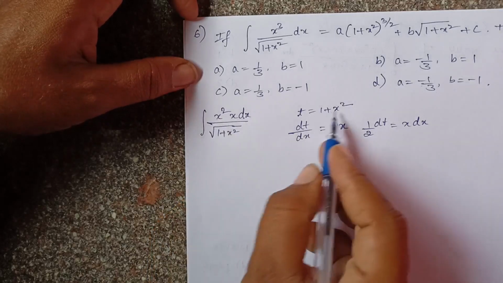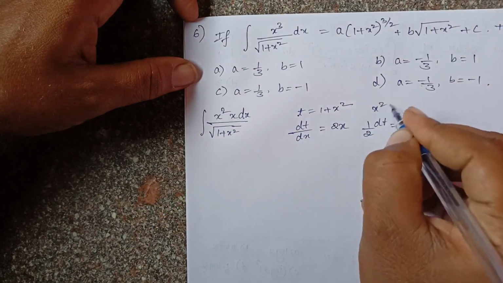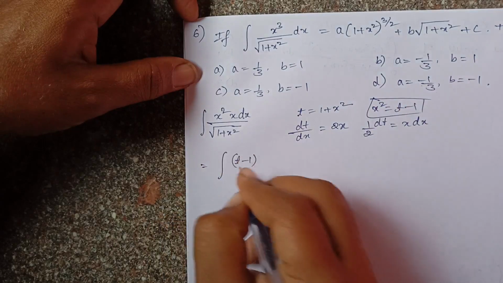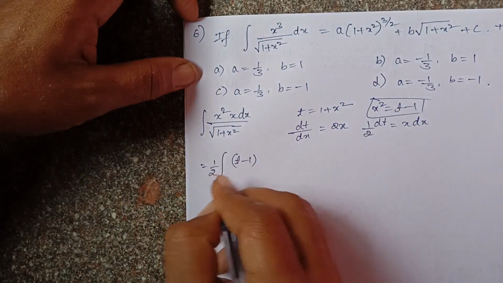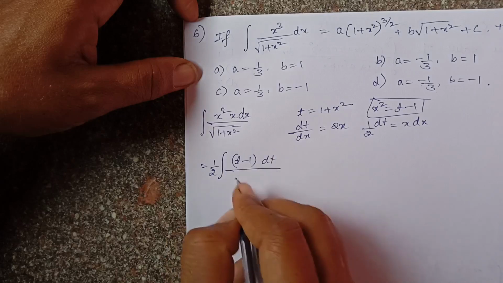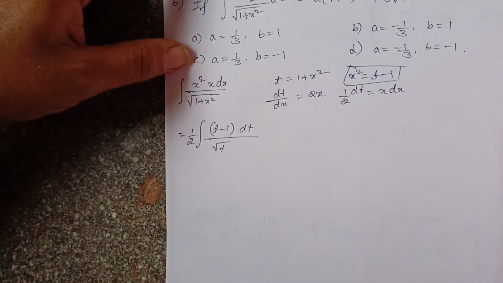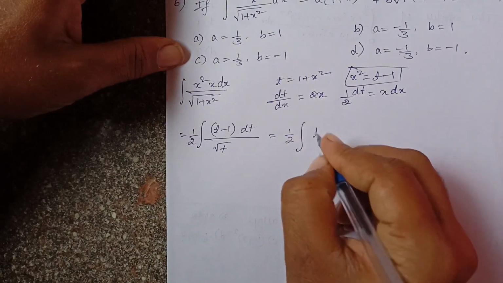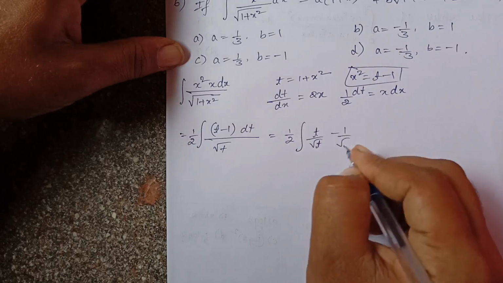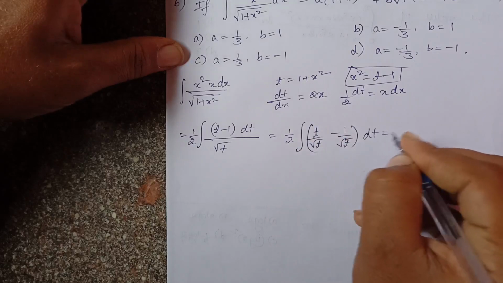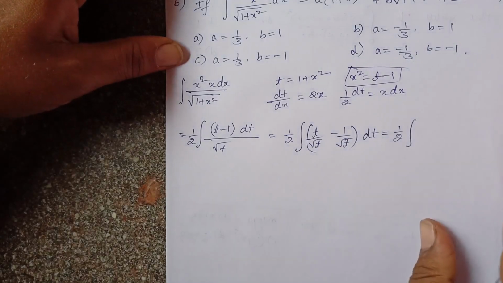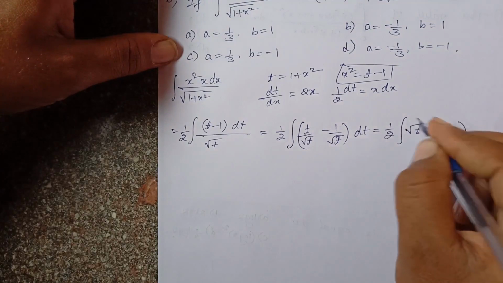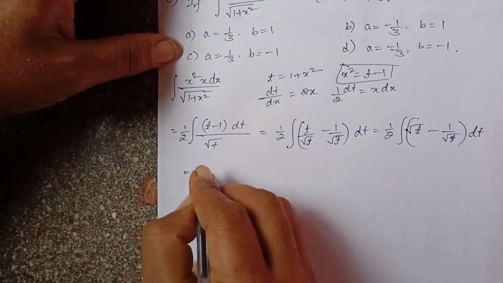Here I will put t. And what about this x square? According to the substitution, x square is nothing but t minus 1. Now integration of (t minus 1) into x into dx, that is 1 by 2 outside, into dt divided by square root of t. Now you see, it is very simple to integrate. This is 1 by 2 into integration of (t by root t minus 1 by root t) into dt, which is 1 by 2 into integration of (root t minus 1 by root t) into dt.